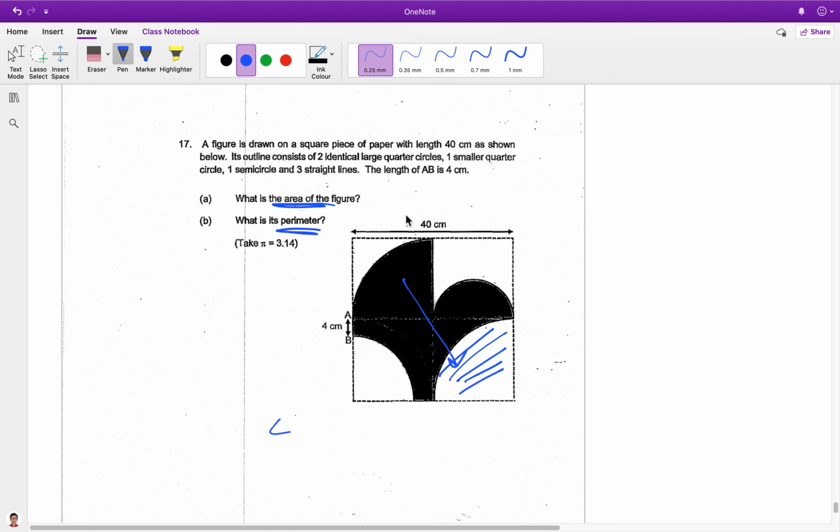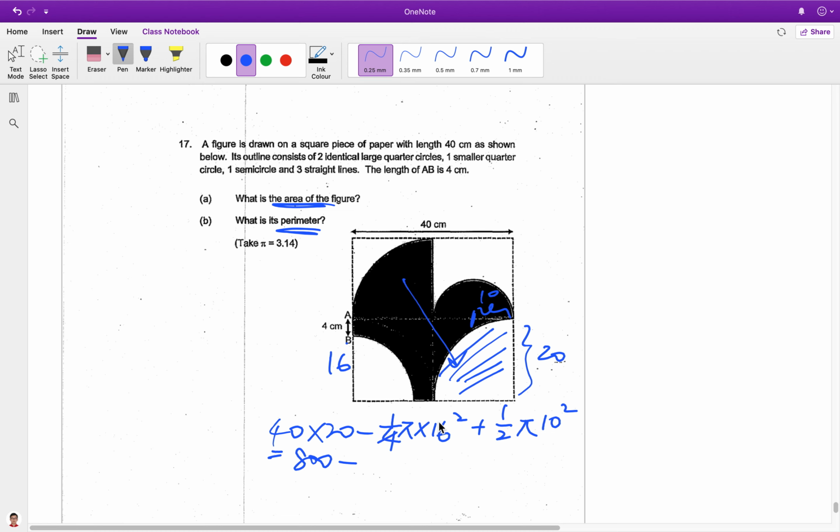So this is 40 times 20, this is a rectangle, minus this area. This one is 4, this is 20, this is 16. So this one is 1/4 of pi r squared, with 16 squared. So this is 1. We still have one more, this one, which equals half of pi r squared, where r is 20, so this is 10 squared, right? 800 minus 1, this one cross with this one, right?